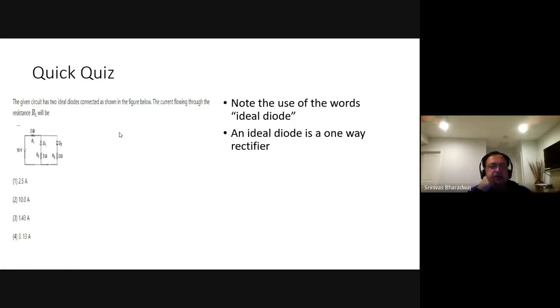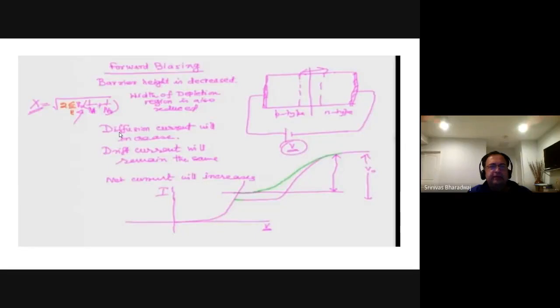Okay. Given circuit has two ideal diodes connected as shown in the figure below. The current flowing through resistance R1 will be... Okay. So now, a diode, let's discuss this forward bias again, right?